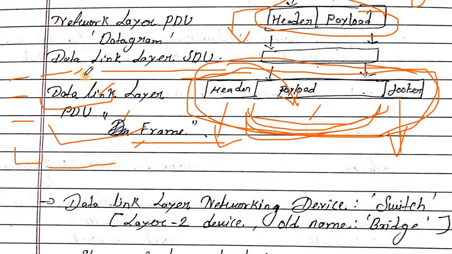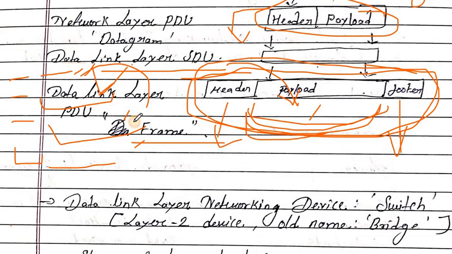The application layer packet is called a message, the transport layer packet is called a segment, the network layer packet is called a datagram, and the data link layer packet is called a frame. In each layer there is a header. A message has no header, only the packet. In the transport layer there is a header, and in the payload we fill the message.